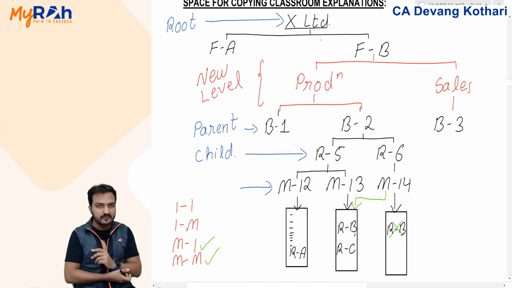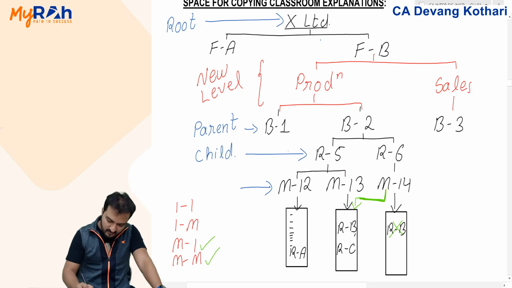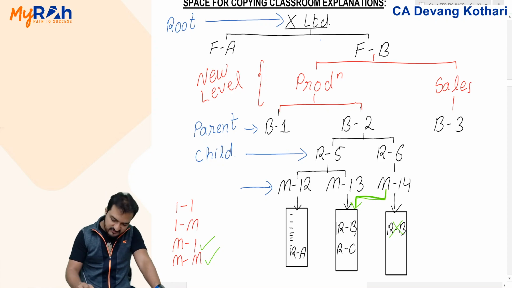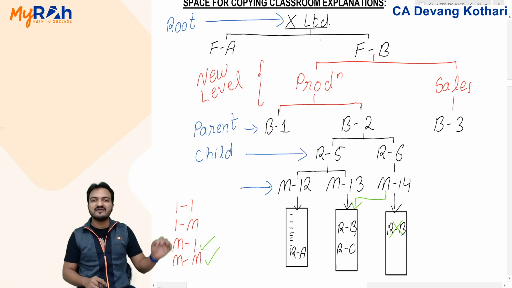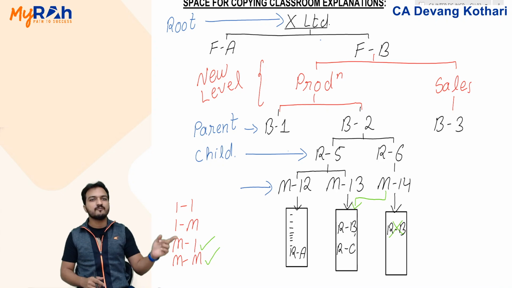And if both the machines are repaired by the same person, Mr. B, then I can show this arrow over here. Instead of writing all details of Mr. B again, I can just show this green arrow. So if this green arrow is possible, then it becomes a network structure.